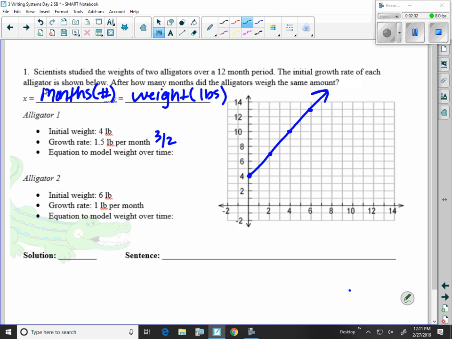Okay, alligator 2, initial weight is 6 pounds, so that y-intercept will be 6, and the growth rate is 1 pound per month. So slope will be 1 over 1. So go ahead and draw that one, and you should find that there's an intersection point. Do you see it? What's our intersection point? 4, 10. That is our solution. 4, 10.